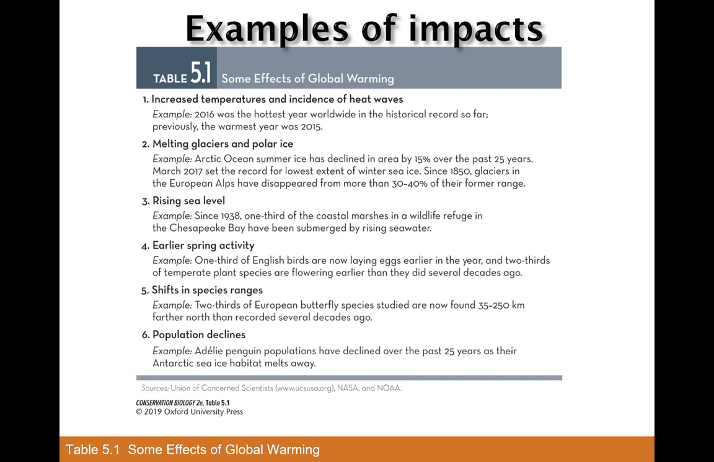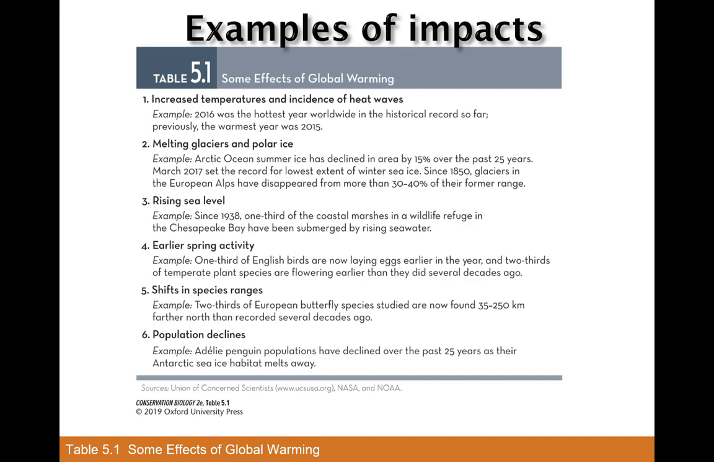Earlier spring activity: when things thaw out, plants green up earlier. Birds then start to lay their eggs earlier. This can lead to some mismatch between species that depend on each other. If the birds lay their eggs earlier, but the insects that they depend on haven't also adjusted to the changing climate with their emergence, then those birds might have hatchlings too soon to be able to feed them.